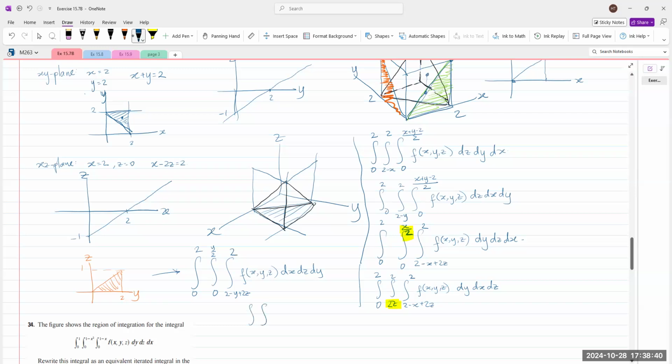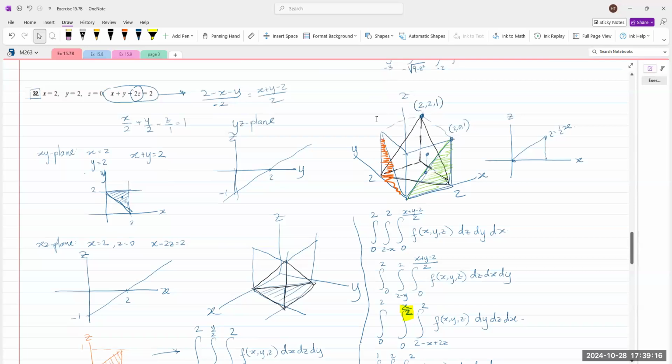And then the last one, triple integral of f(x,y,z) dx dy dz. The z will be from 0 to 1, not 0 to 2. This is 0 to 1. And then x from 2z to 2, and y from 2 minus x plus 2z, minus y plus 2z up to 2. This is a hard one.